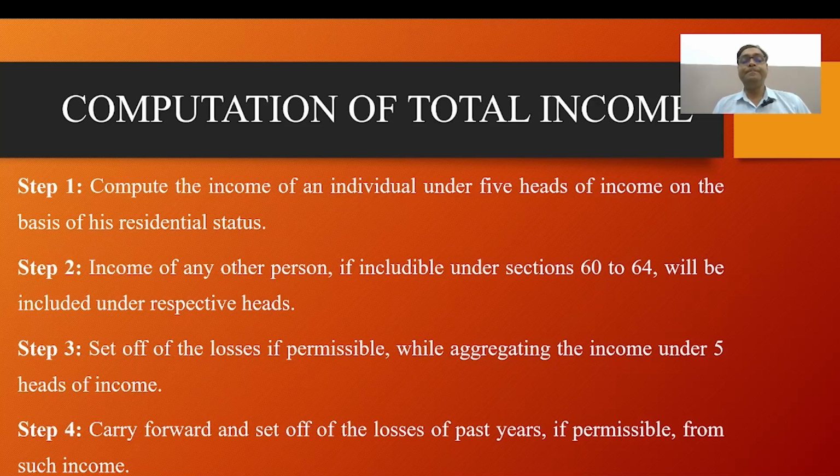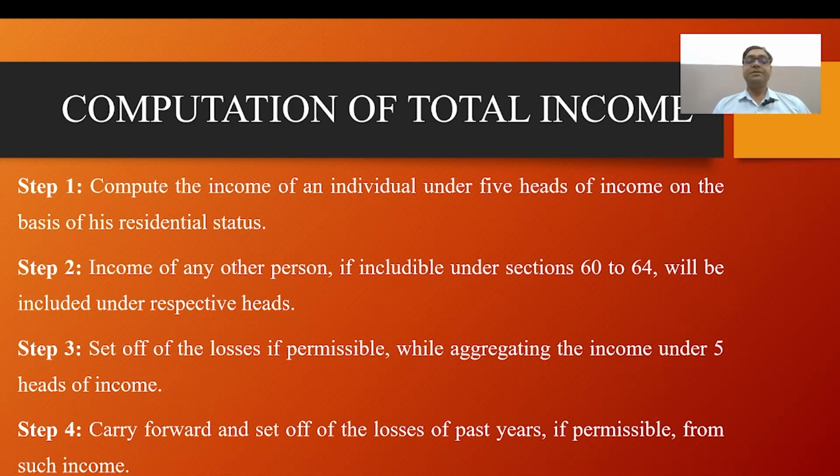of total income. Step 1 is computing the income of an individual under 5 heads of income on the basis of his residential status. The 5 heads of income are income from salary, income from house property, income from capital gain, income from business and profession, and income from other sources. All income is decided on the basis of his or her residential status. We will discuss this more when we discuss residential status.